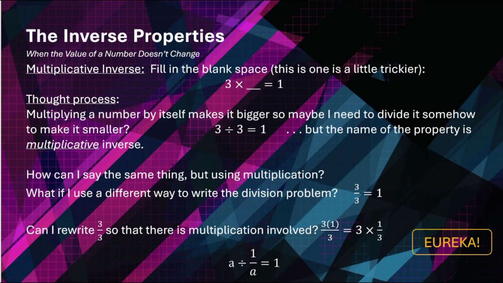Okay, so just trying out a number, all right, I could say that if that wasn't a multiplication sign, if that was a division sign, then I would definitely put 3 in there. It would be 3 divided by 3 equals 1. But the name of this property is the multiplicative inverse. So how can I say the same thing but using multiplication?